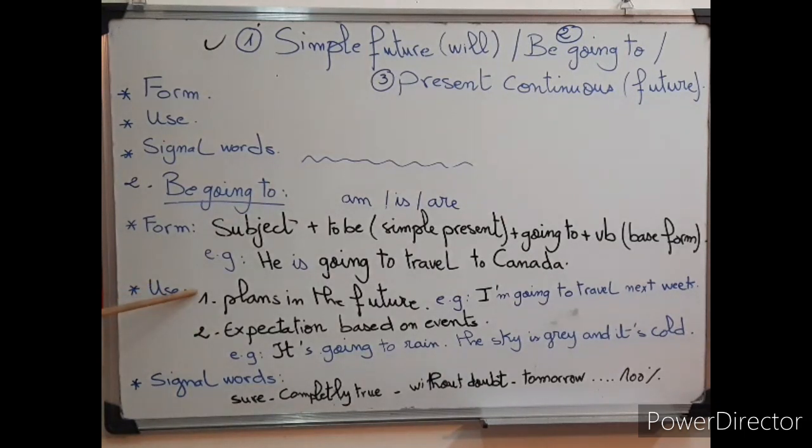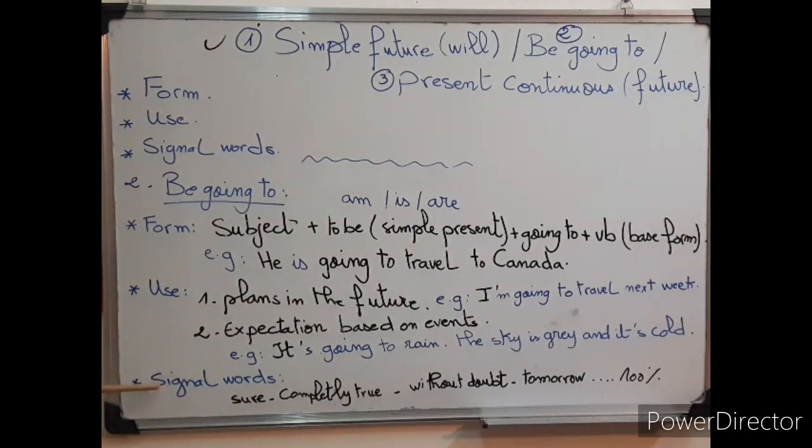So plans, the plan. When I say the plan, it's already like decisions, okay? Meaning I already decided before. And expectation based on events, meaning expectations based on something that I see, etc. Okay, so the last thing: signal words.